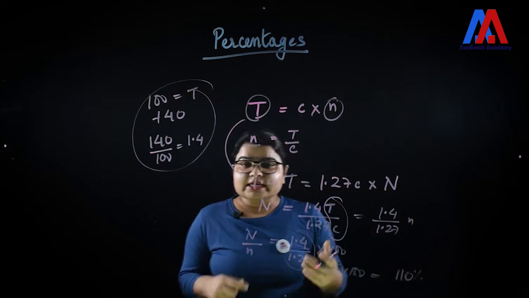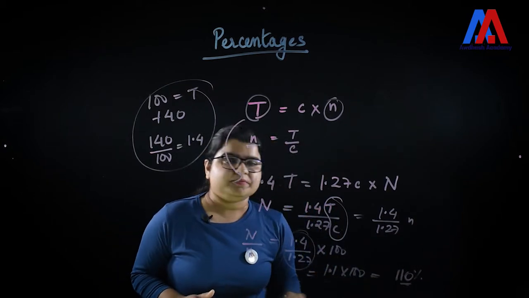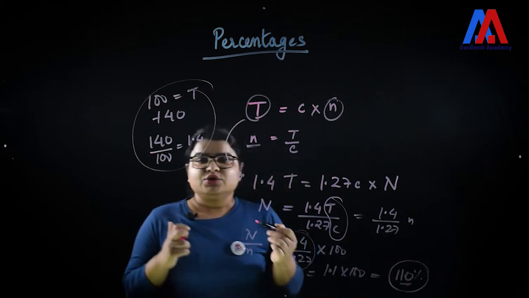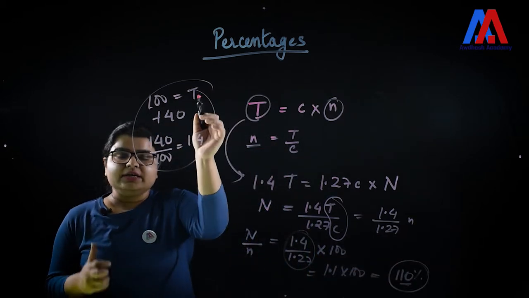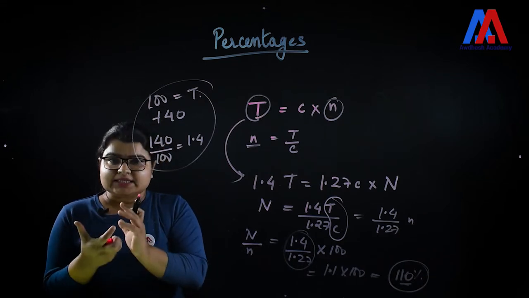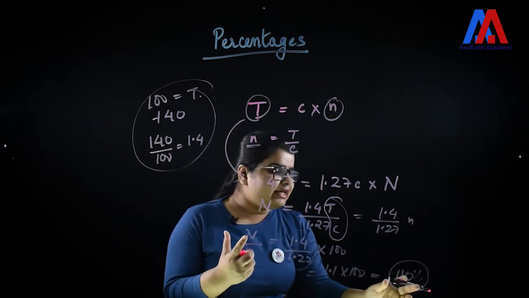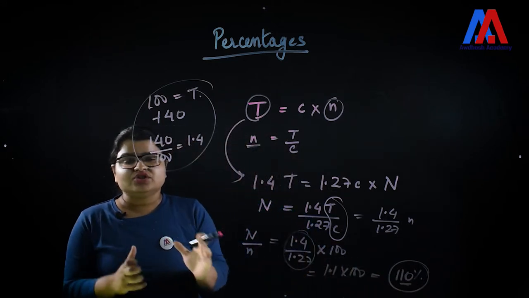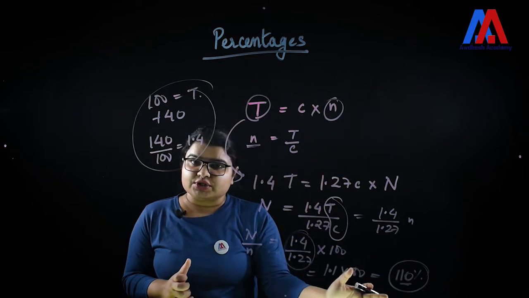That means the increase is of 10%. Now remember, here our answer is 110. So like we checked here, if you take 100%, 100% is as it is. If you had got capital N as 100 here, that would mean there has been no change in the population and the population is constant.